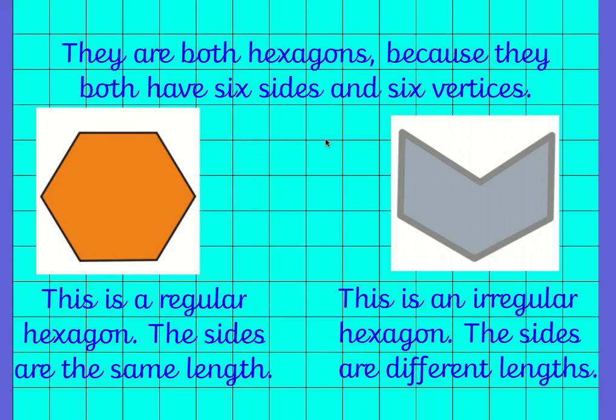Well, they are actually both hexagons because they've both got 6 sides and 6 vertices. The orange one is what we would call a regular hexagon because its sides are all the same length. However, this is an irregular hexagon because the sides are different lengths. However, there are still 6 of them and there are still 6 vertices, which means it is still a hexagon.